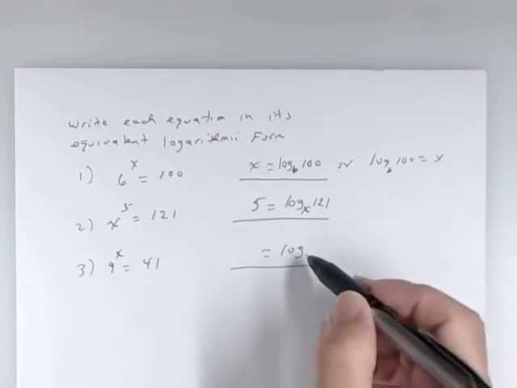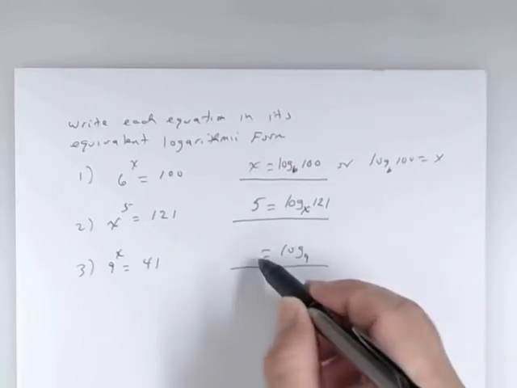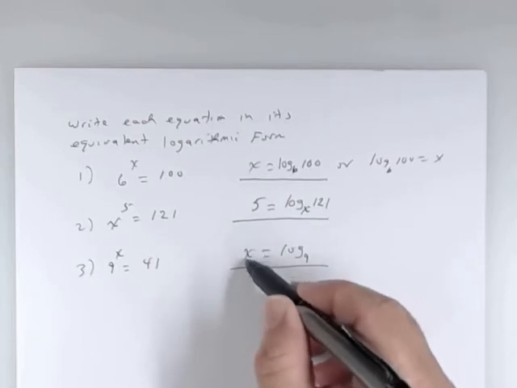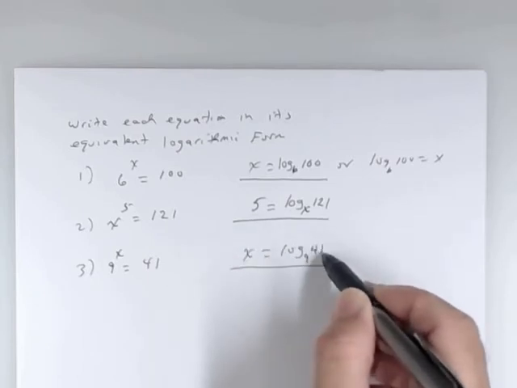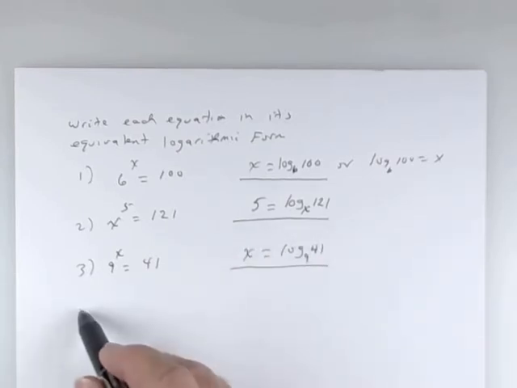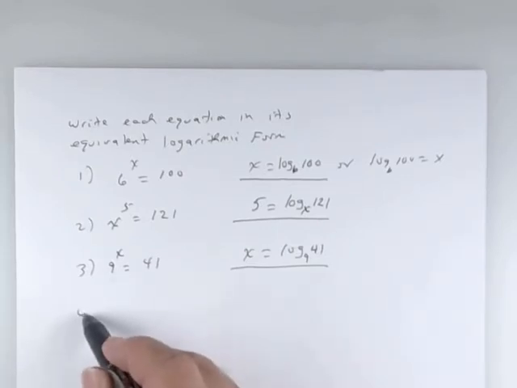All right, 3. Let's say you had 9 to the x power equal 41. Okay, what's the base? What goes on the left side? What's the argument? All right, now let's look at this one.